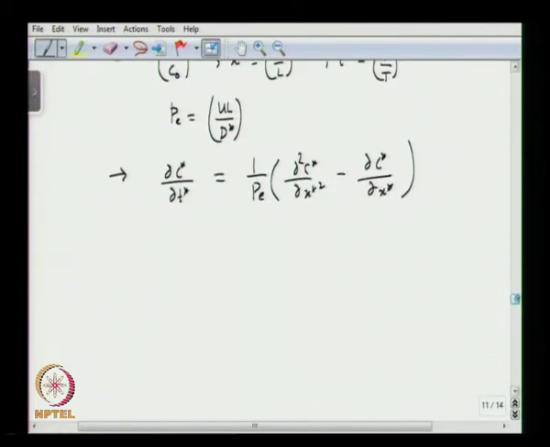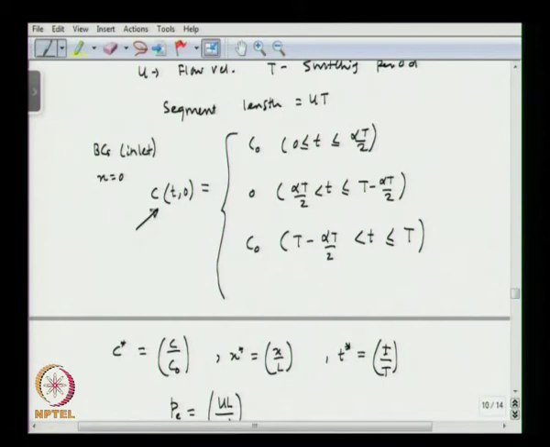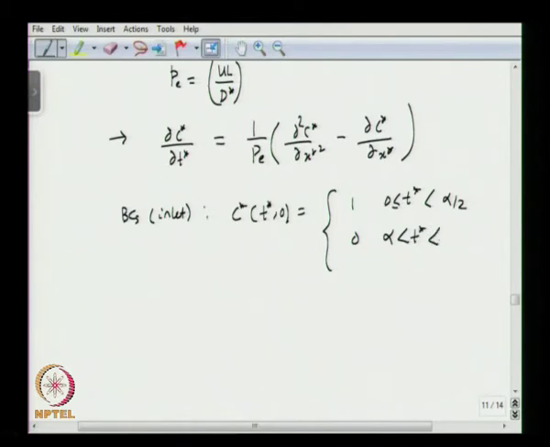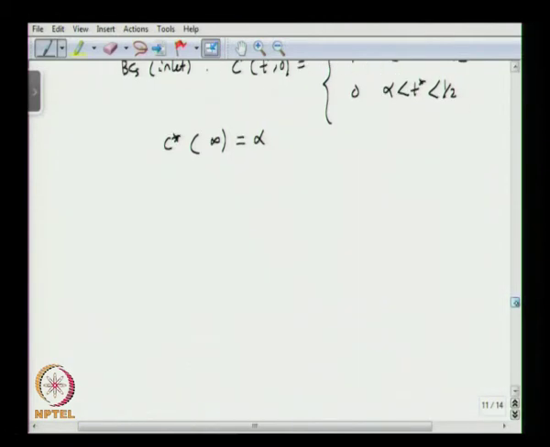The boundary conditions that we just outlined, in non-dimensional form, will reduce to the following. The boundary conditions at inlet: C star at X star 0 and T star will be 1 if 0 less than T star less than alpha by 2, will be 0 if alpha by 2 less than T star less than half, and for complete mixing, C star at infinity is going to be alpha, right. So we can write down the solution for this case.